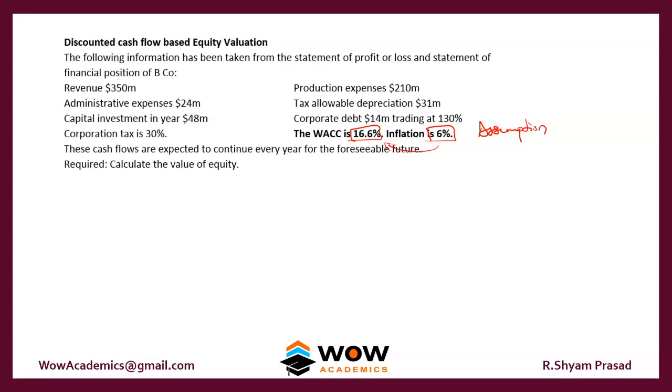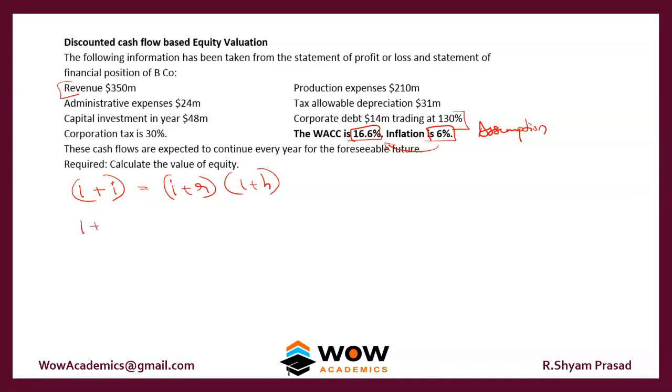Then we have to remove the inflation part, because all these numbers are a 1 year number, so we cannot have inflation inside a WACC. We have to remove it. So how do we remove it? We have a formula for that. You might have remembered this formula: 1 plus i equals 1 plus r into 1 plus h.